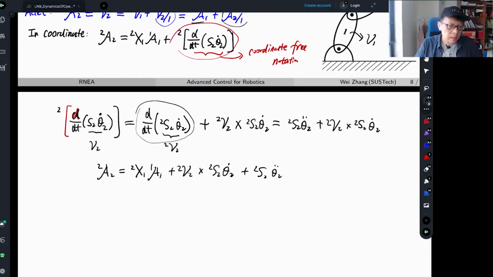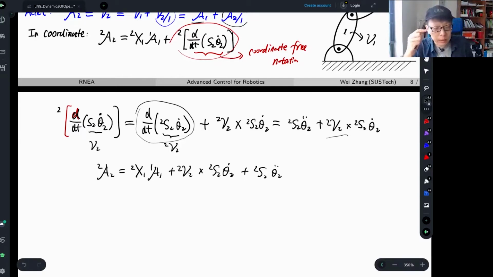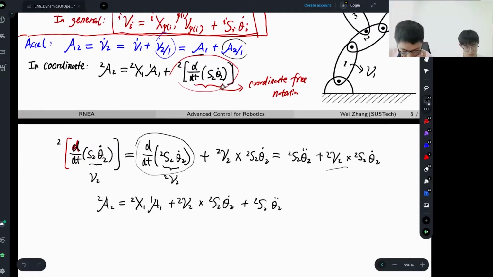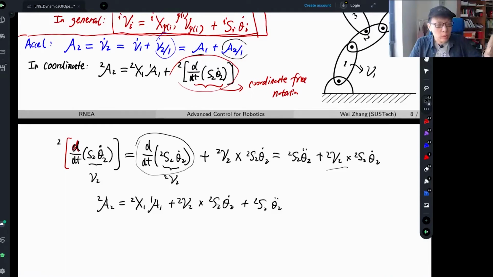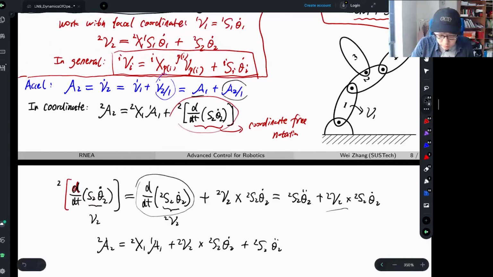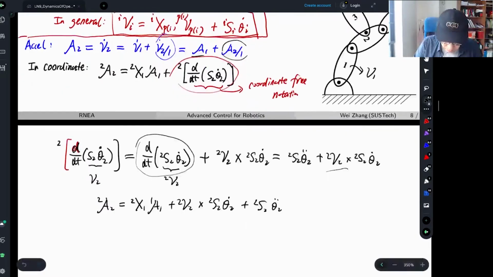Okay, that's maybe our first non-essential use. Well, we use that before a spatial cross product because coordinate free is very easy. If you work with coordinates, you have to take account of the frame maybe moving. In this case, the frame is moving, right? The frame is moving because frame 1 is also moving as well. So that's the case.